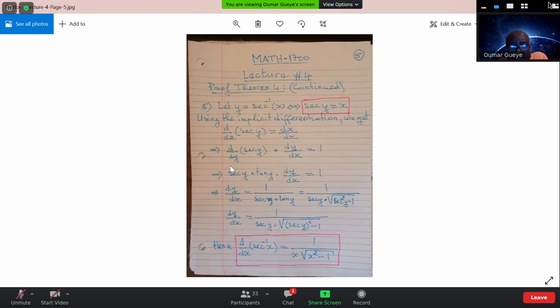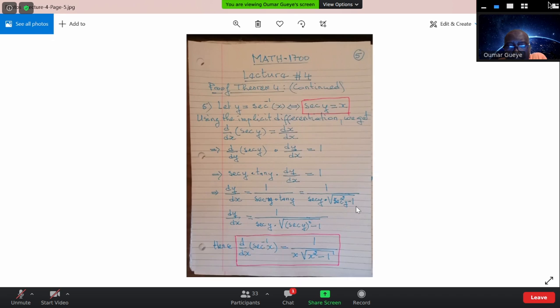All right. So we have secant of y times tan of y dy over dx, and as I told you, the derivative of secant of y is secant y tan of y. So that's why we get 1 over secant y tan y. Based on the formula that we've seen a couple of minutes ago, tan squared is equal to secant squared minus 1. So tan of y is going to be the square root of secant squared minus 1.